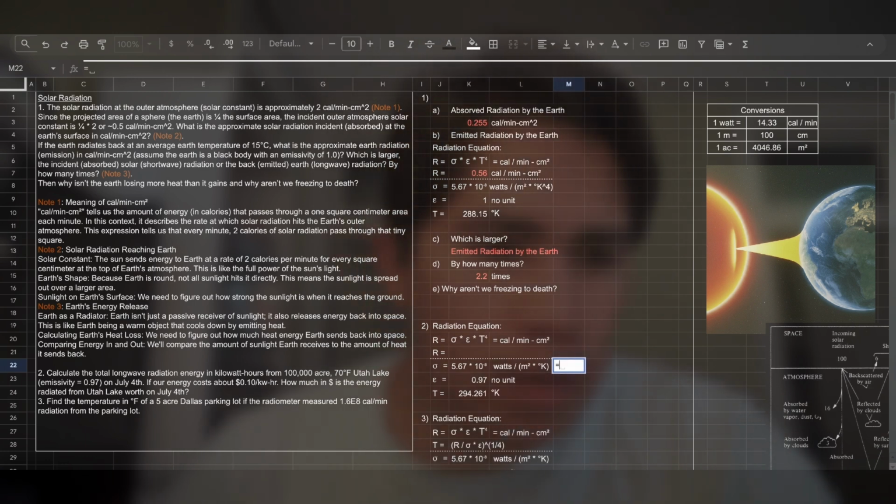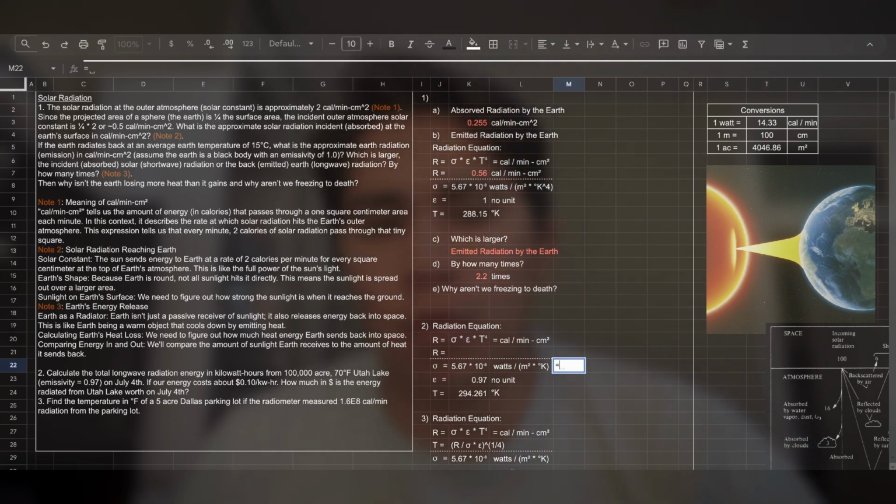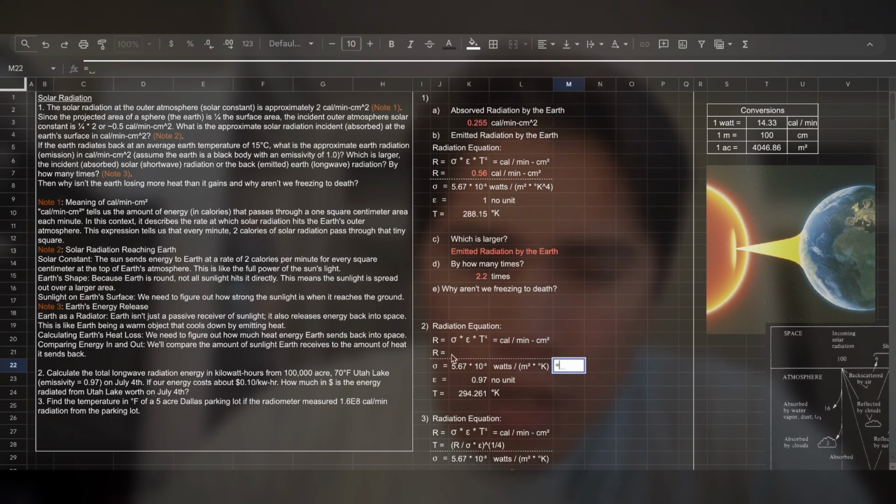Okay, for the second part, we are asked to calculate the total long-wave radiation energy in kilowatt hours from 100,000 acre, 70-degree Fahrenheit Utah Lake with emissivity of 0.97 on July 4th. If our energy costs about 10 cents per kilowatt hour, how much in dollars is the energy radiated from Utah Lake worth on July 4th? So we're going to have to convert our radiation value to kilowatt hours. We have it here in watts.